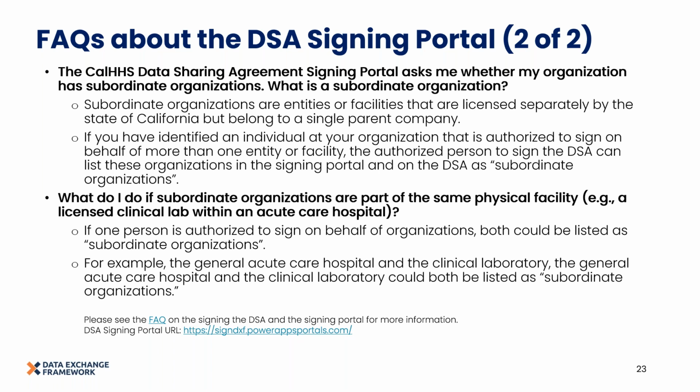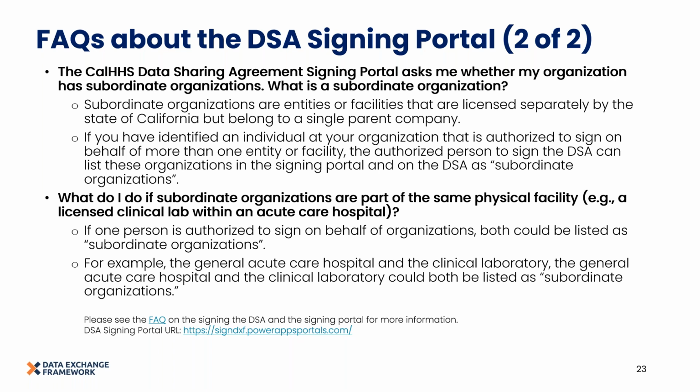Question, if you're a federally qualified health center, do you have to list all of your sites? No, because you're a single integrated financial entity. The entire FQHC can be identified by a single tax ID number. So that makes this simple for an FQHC.